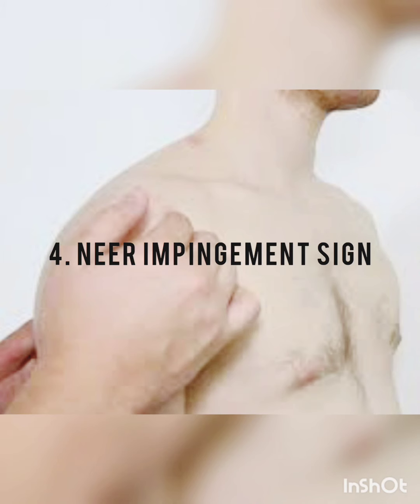Press on the scapula to prevent scapular motion with one hand and raise the patient's arm with the other. This compresses the greater tuberosity of the humerus against the acromion.